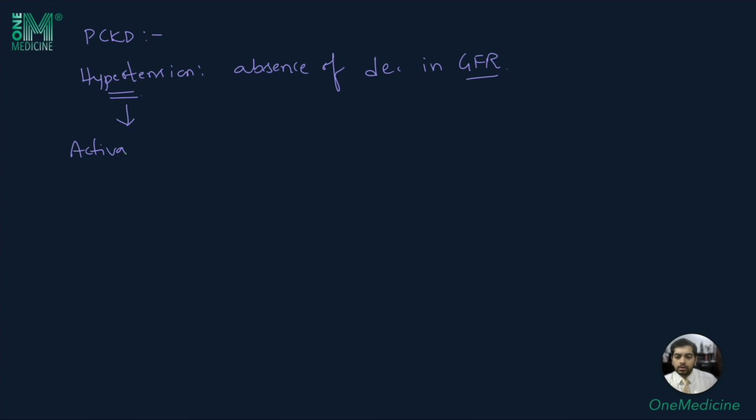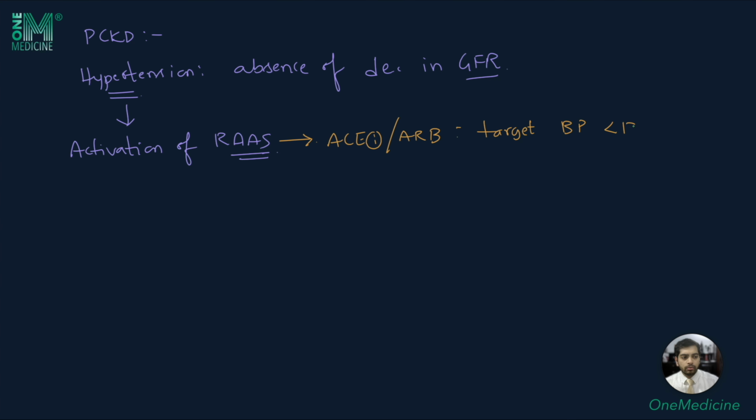patients. These patients of polycystic kidney disease can have hypertension in the absence of decline in glomerular filtration rate, and the hypertension is mainly due to activation of renin-angiotensin aldosterone system, and hence these patients are treated with angiotensin converting enzyme inhibitors or angiotensin receptor blockers with a target blood pressure of less than 130 over 80 millimeters of mercury.